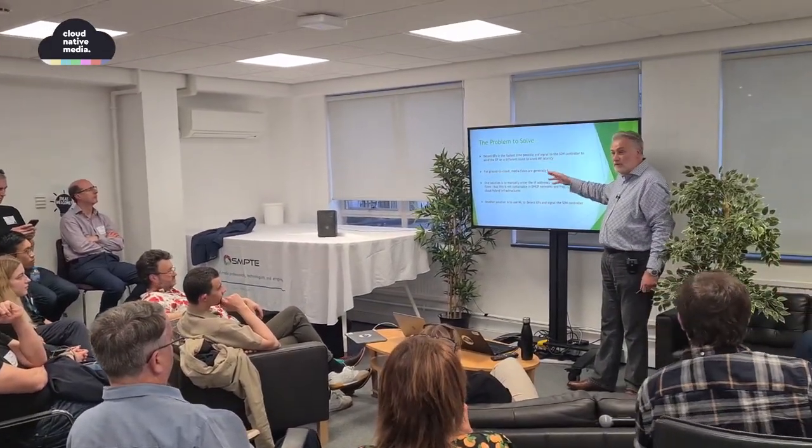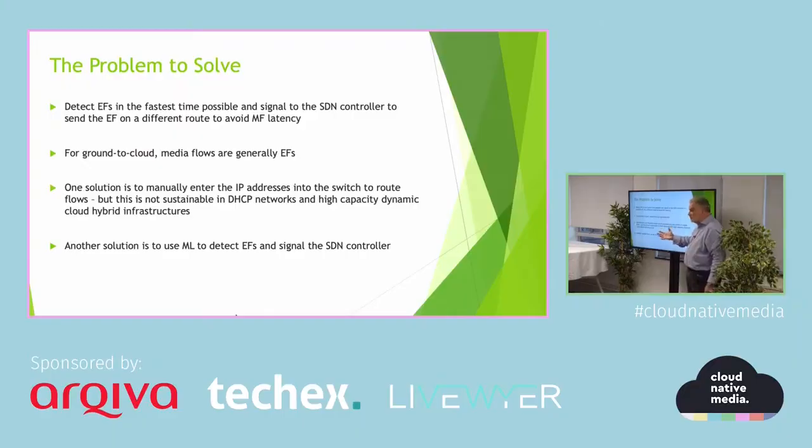For ground to cloud, media flows are generally elephant flows, but not always. Just because it's not a media flow doesn't mean it's a mice flow. It could be an actual elephant flow. Somebody could start doing a software upgrade or something without you realizing it, in IP flexible networks, why not?